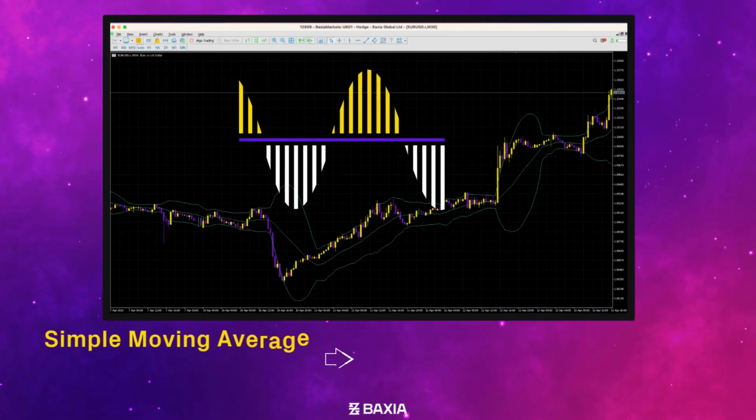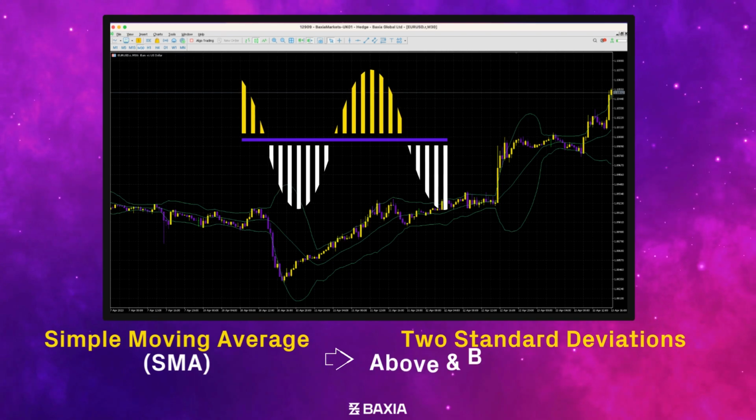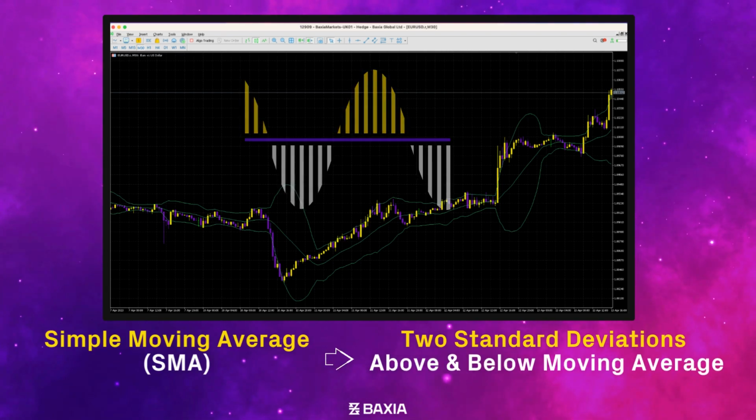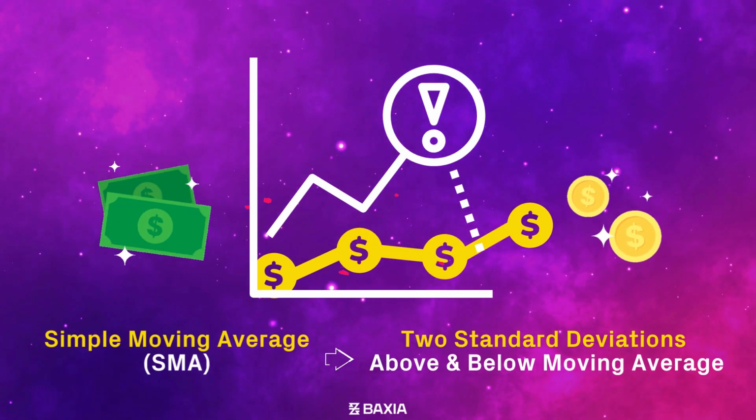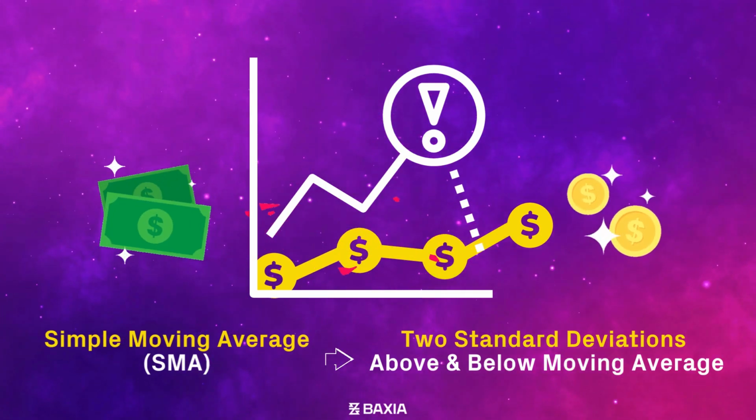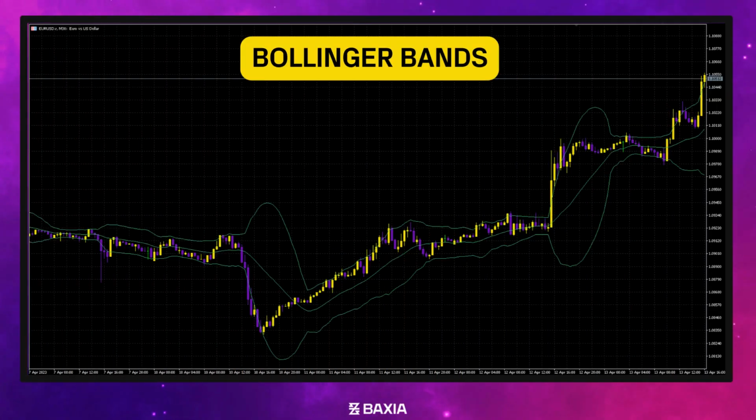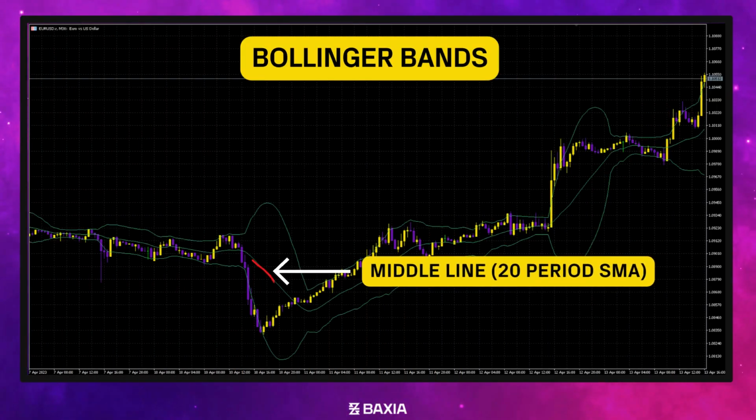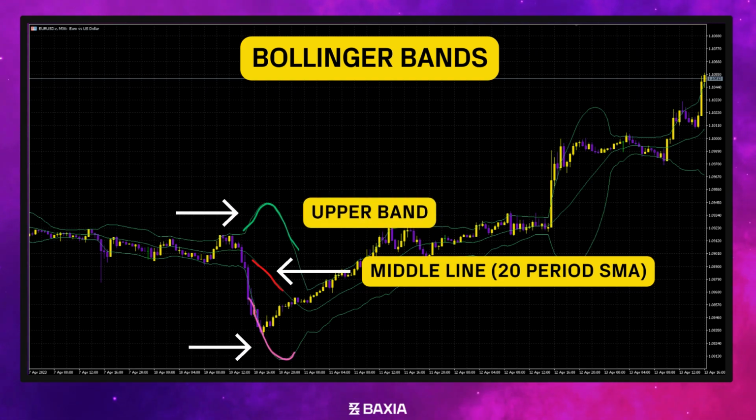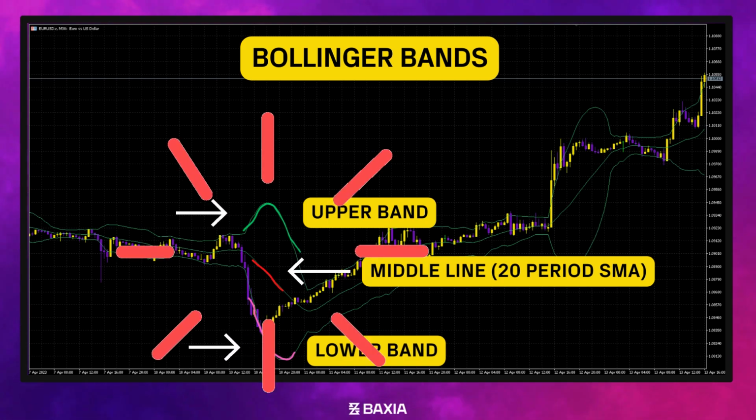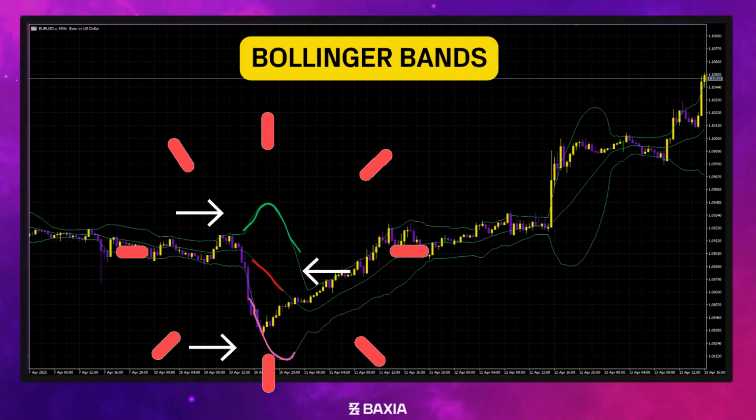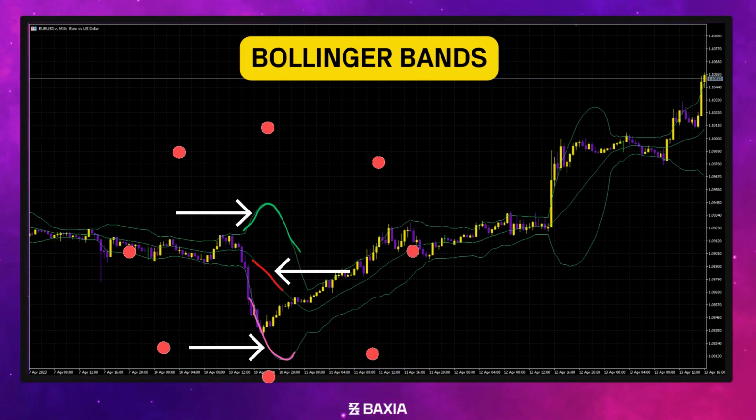It was constructed starting with a simple moving average, then plotted bands two standard deviations away from this. Since the distance of the bands are based on standard deviations, the bands alter based on volatility swings in the underlying price. Bollinger Bands consist of three lines: the middle line, which is a simple moving average, SMA, and two outer lines, known as the upper and lower bands. These bands expand and contract based on the market's volatility, helping traders to visualize price movements and make informed decisions.